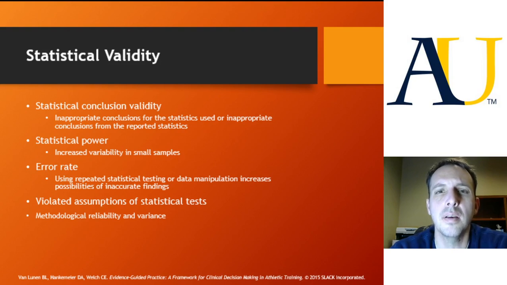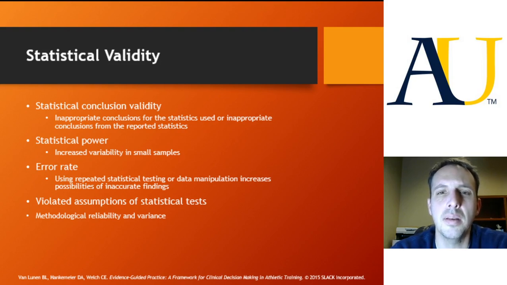The first statistical validity threat is a statistical conclusion validity threat. Basically, when either inappropriate statistics or inappropriate conclusions are derived from the statistics reported. If statistics that are inappropriate are used, any conclusion from those statistics would be inappropriate.